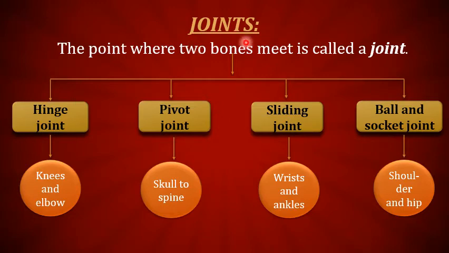So what is a joint? Joints occur wherever two bones meet. They are strong enough to withstand jerks, and there are several joints in our body. As we know, different joints allow different types of movement. That is why we have divided them into four different types. Okay, now we are going to learn them one by one.